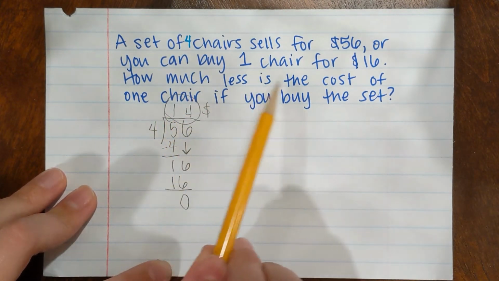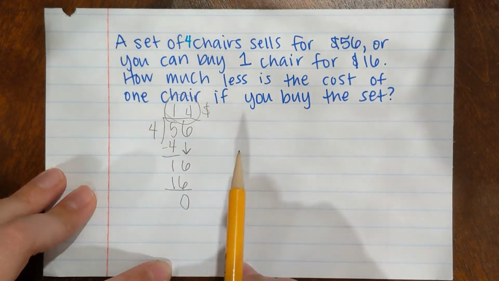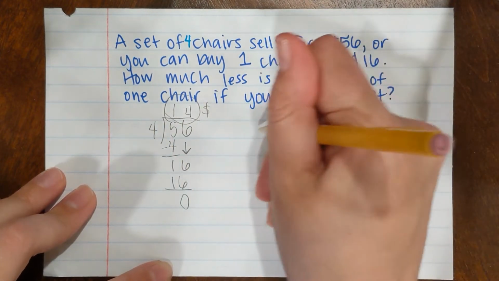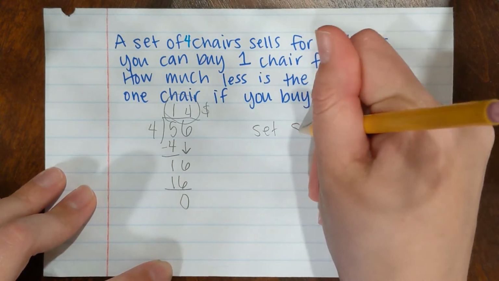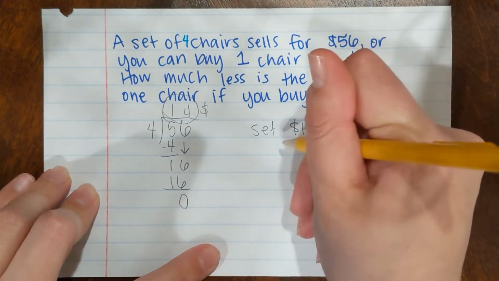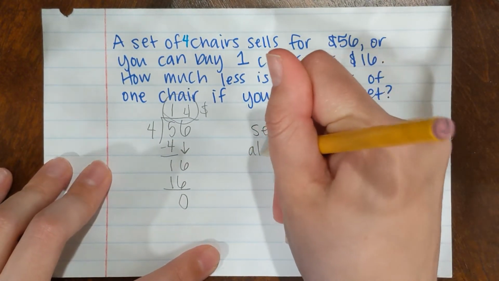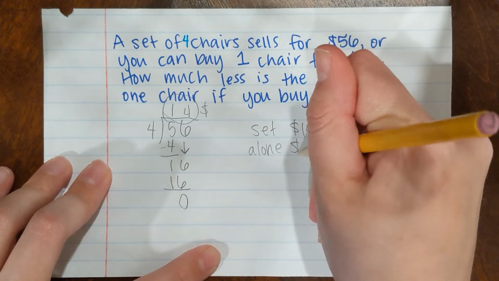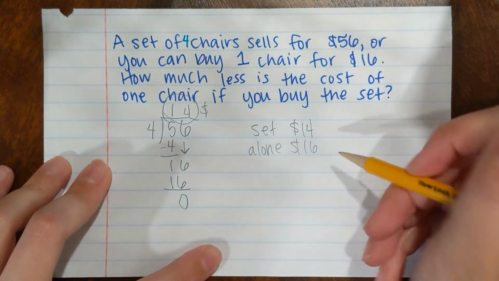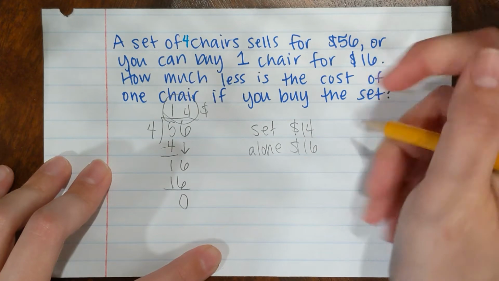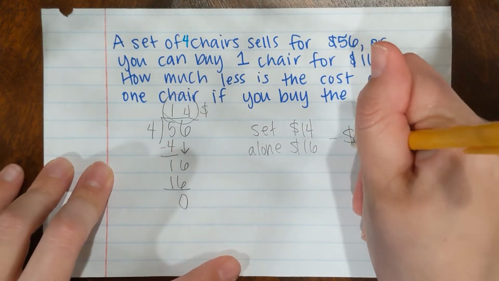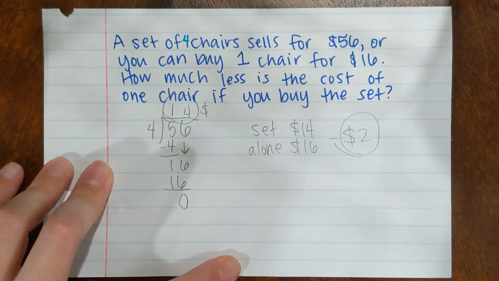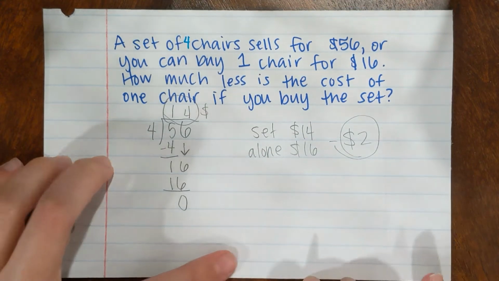They're asking how much less is it if you buy them as a set. So as a set is $14, and alone is $16. What's the difference there? The difference between the two is $2. And that's my final answer.